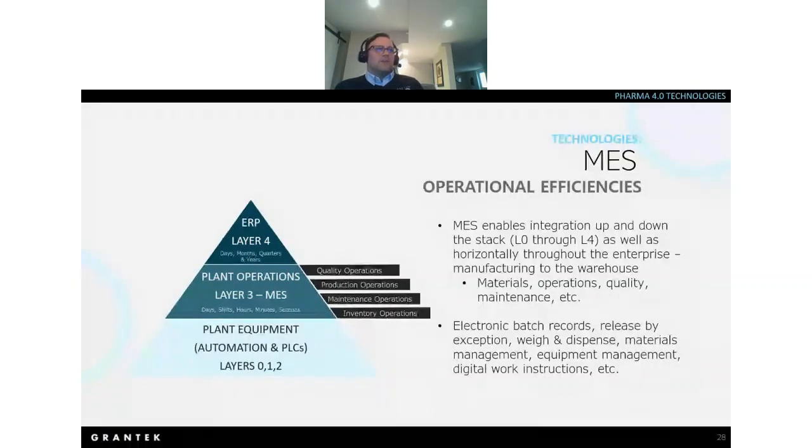Some examples of MES applications in the life sciences space are electronic batch or device history records, release by exception, weigh and dispense, materials management, equipment management, digital work instructions, and many more.